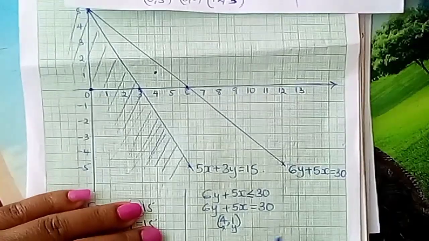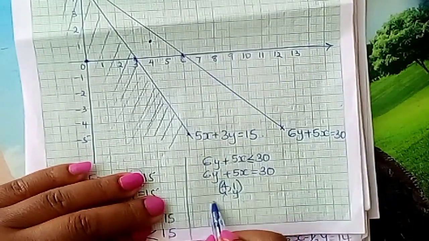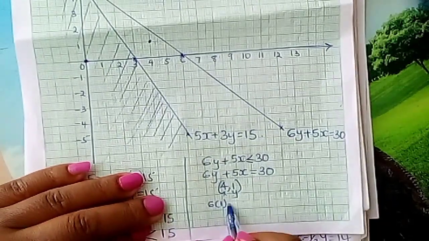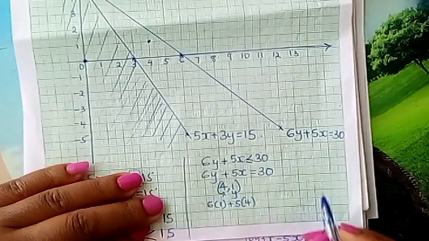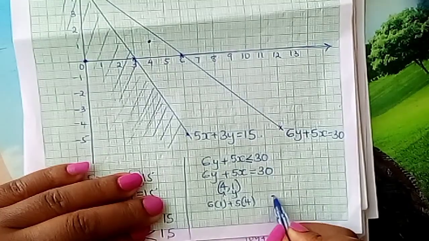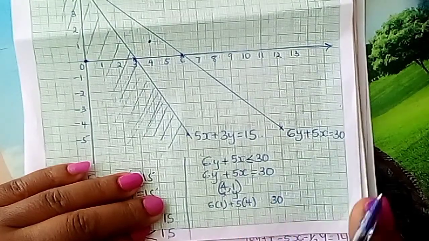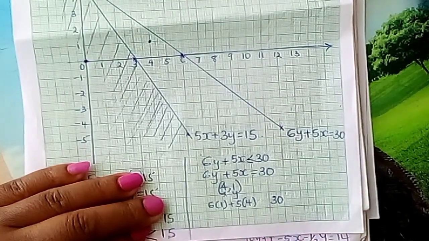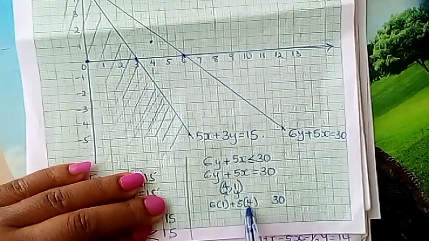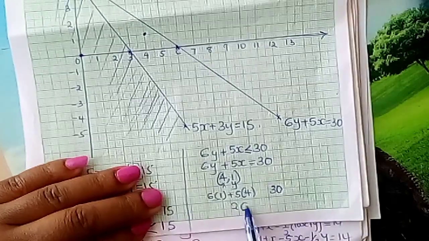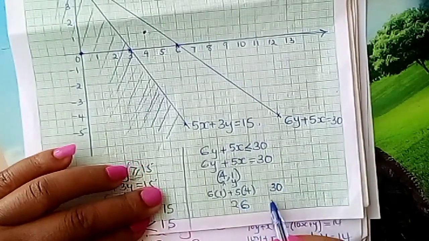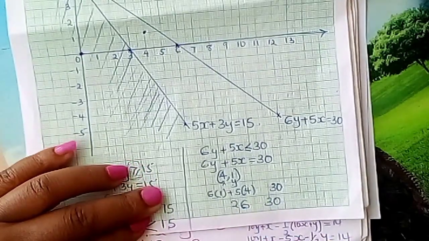This gives you 6 in bracket 1 plus 5 in bracket 4. We are just substituting the values of x and y. And on this other side, write 30. Do not write equal to. We want to fix an inequality here. So this gives you 6 plus 20, which gives you 26, learner. On this side, 26, and on this other side we have 30.